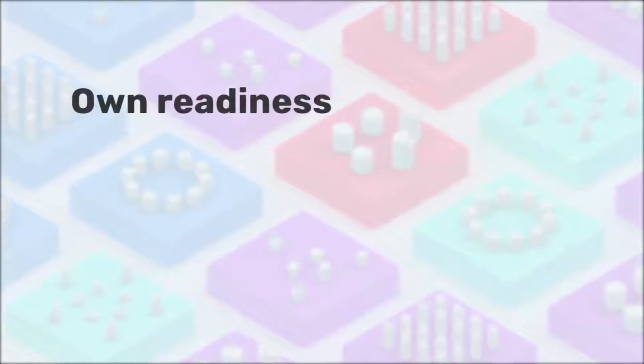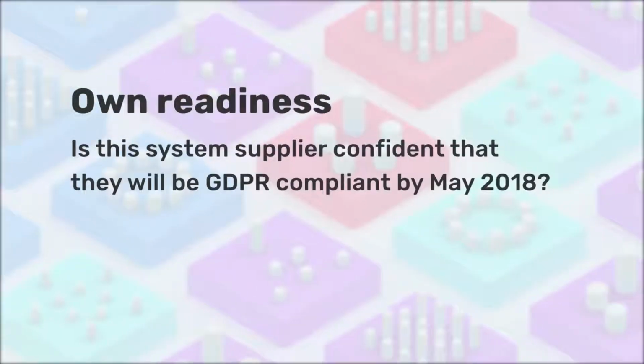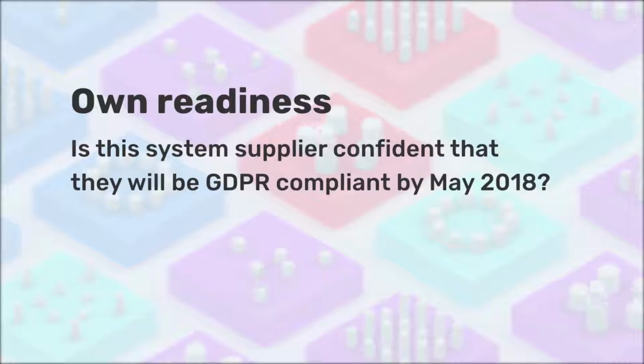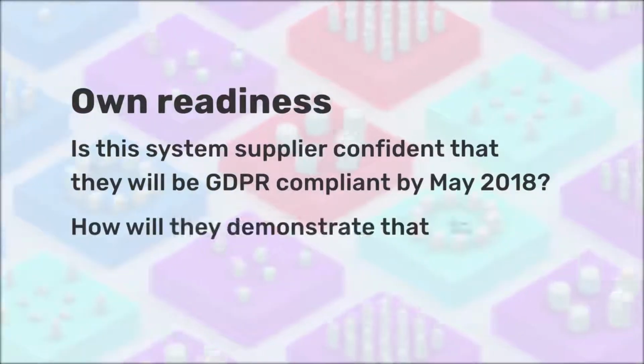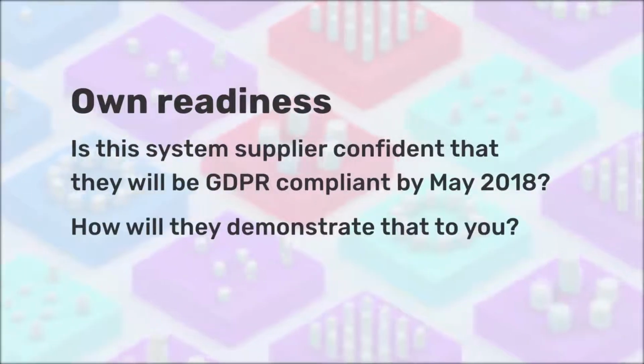And finally, own readiness. Is this system supplier confident that they will be GDPR compliant by May 2018? How will they demonstrate that to you? You may know that information already. You may need to look on the supplier's websites. They might be communicating this to you directly, or you may need to ask them. There are also some commercial or non-commercial organisations who are starting to aggregate this information for schools as well. Once you've got that information together, you can put it together into a clearly structured table.